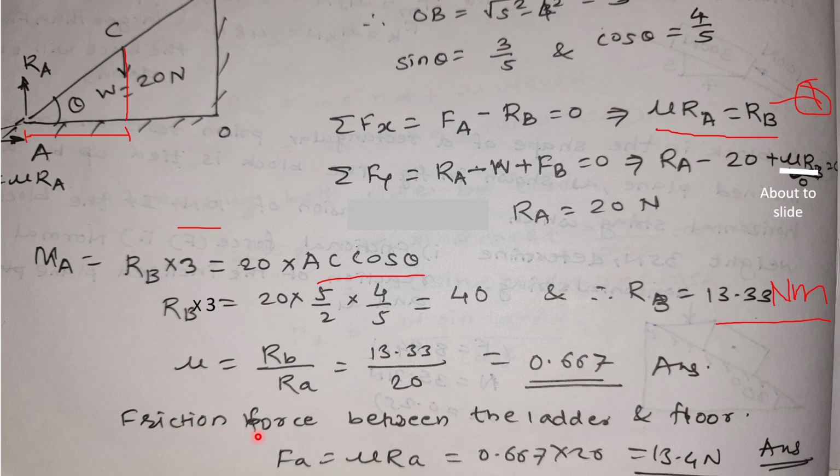The last answer is the frictional force between the ladder and the floor. We can easily get the frictional force between the ladder and floor, which is Fa, and Fa is equal to mu Ra. Ra we have already calculated, and mu we have just obtained as 0.667. So by replacing the values, we get Fa is equal to 13.4 Newton.